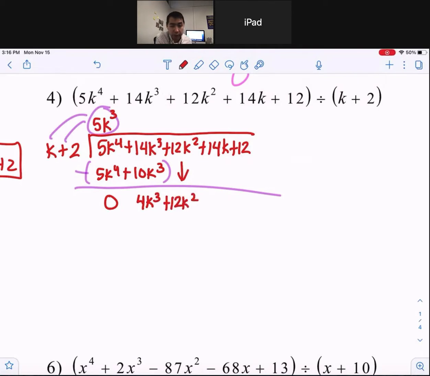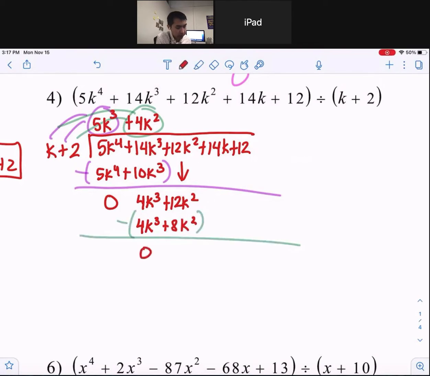Now, k times what is 4k to the third? K times 4k to the second. Multiply both of those, so k times 4k squared, you guys, is 4k to the third. 2 times 4k squared is 8k squared. And then you guys are going to minus that all from the top. 0, 12 minus 8, you guys, that is 4k to the second power. Drop the 14k.